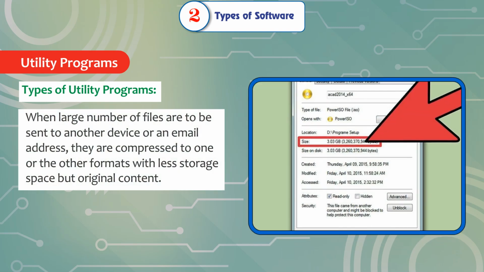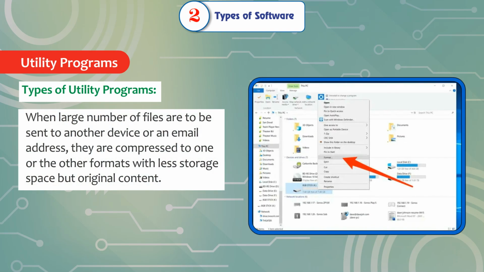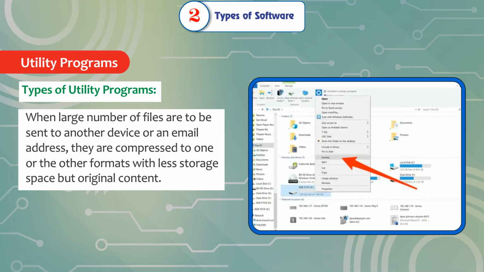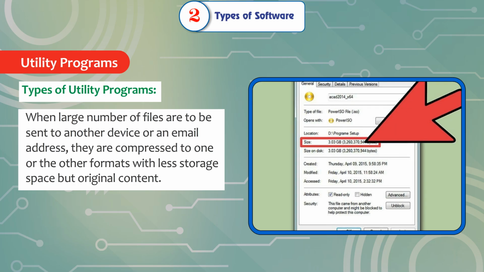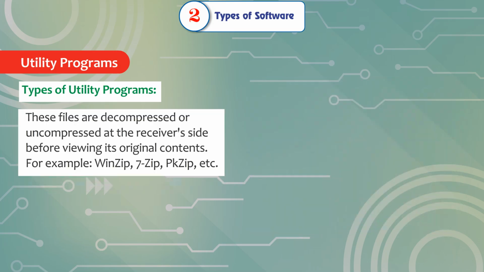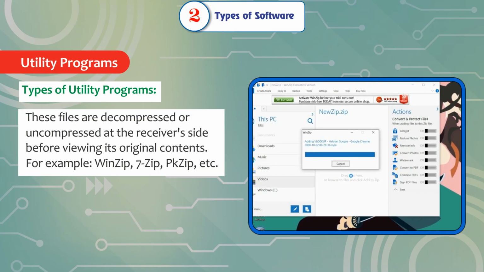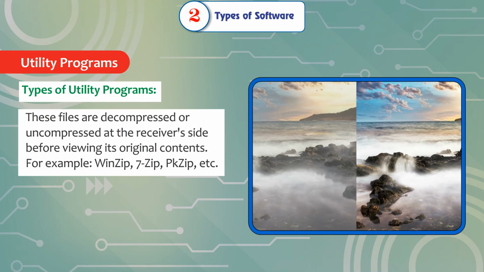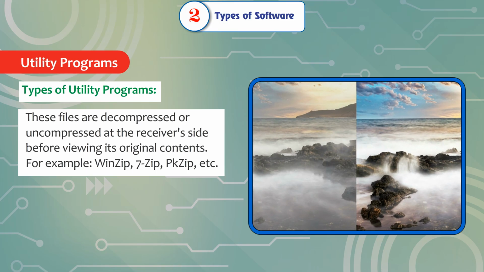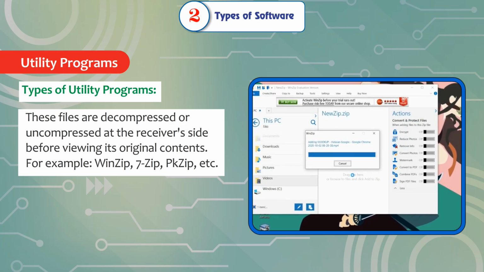When a large number of files are to be sent to another device or an email address, they are compressed to one or the other format with less storage space but original content. These files are decompressed or uncompressed at the receiver's side before viewing the original contents. For example, WinZip, 7-zip, PKZip, etc.